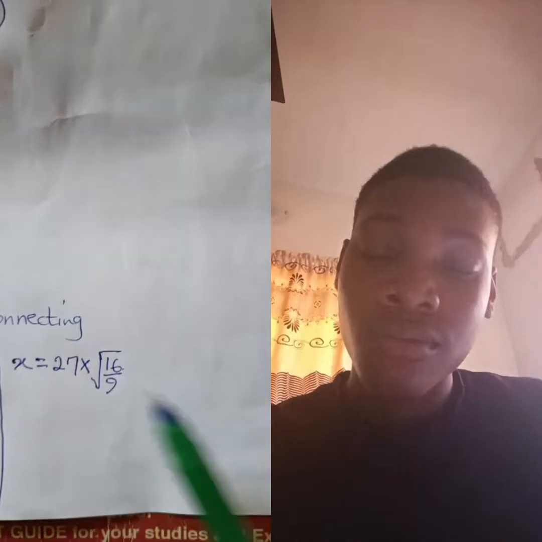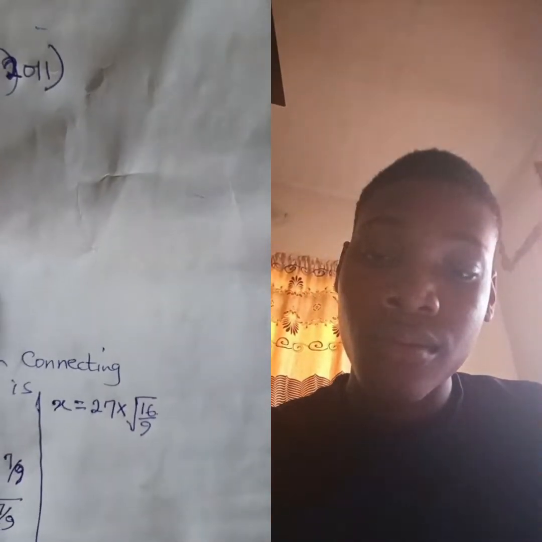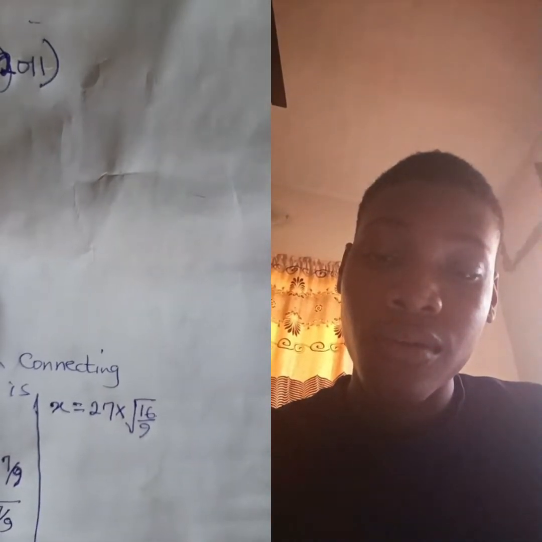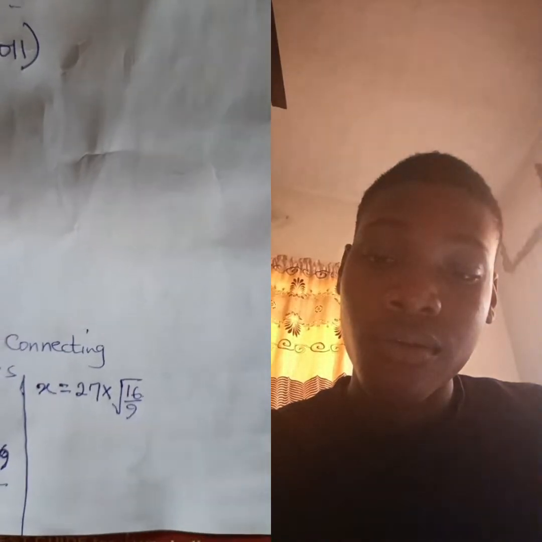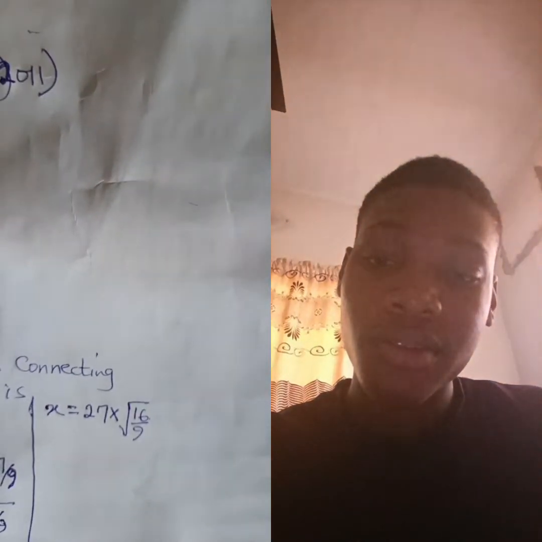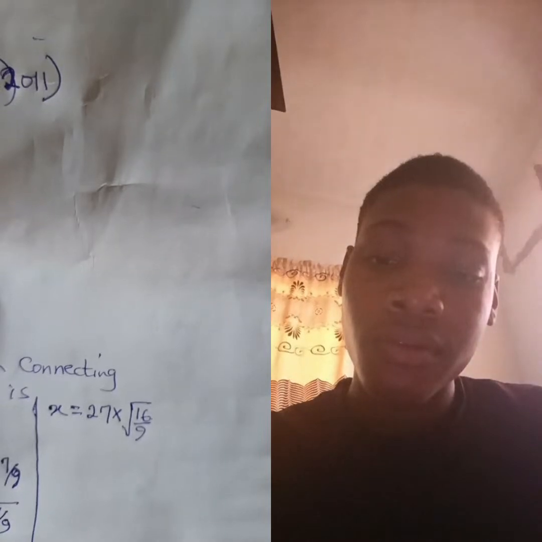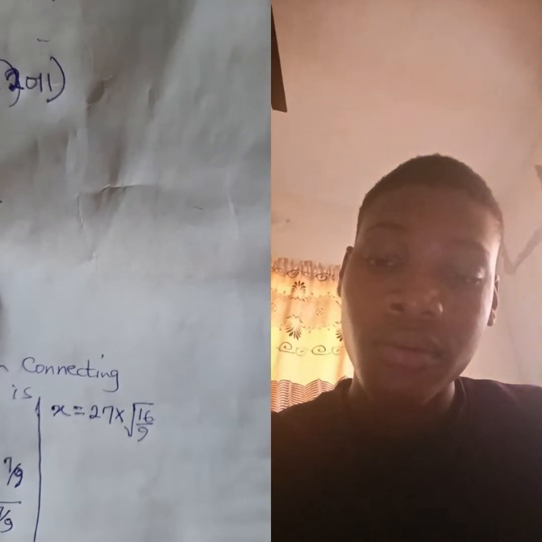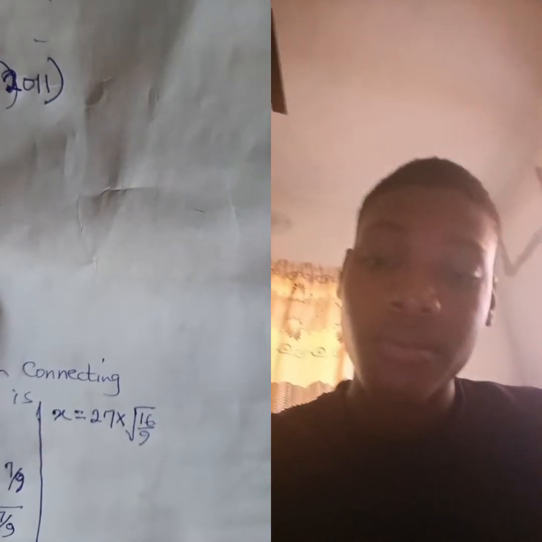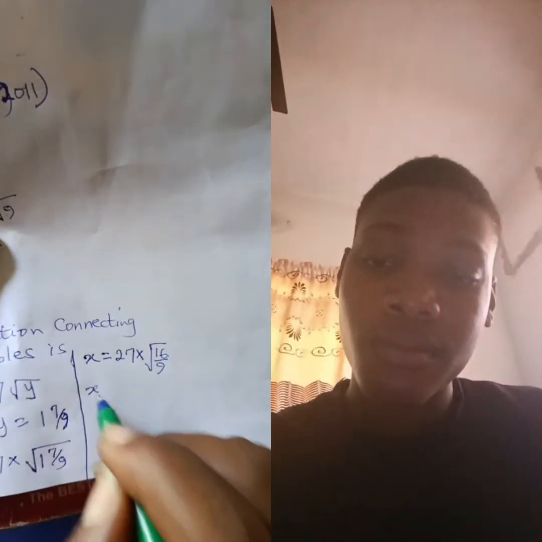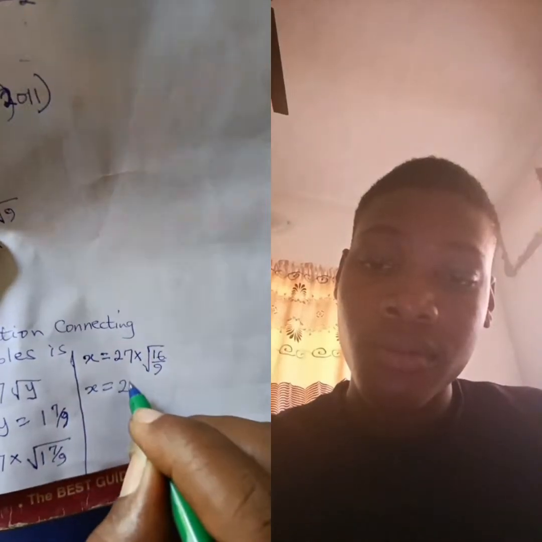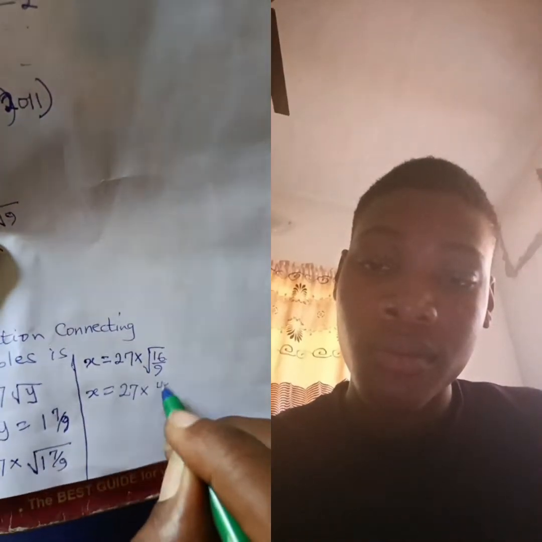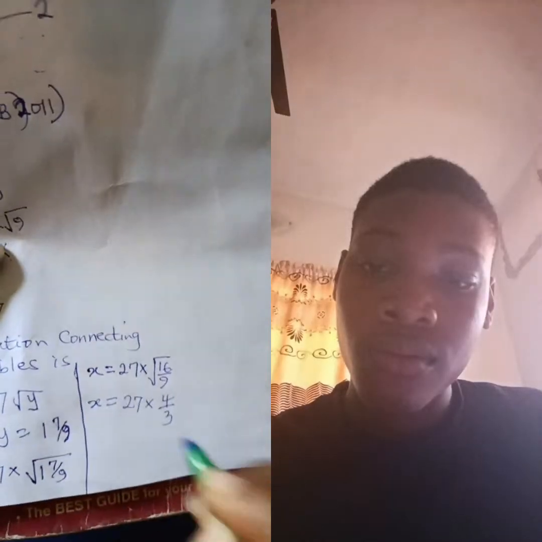So square root of 16, what will you get? Success? 4. You are correct. Square root of 9, what would you get? 3. So that square root of 16/9 will actually now change to 4/3. Do you agree? Yeah. So this will be x equal to 27 times 4 over 3.